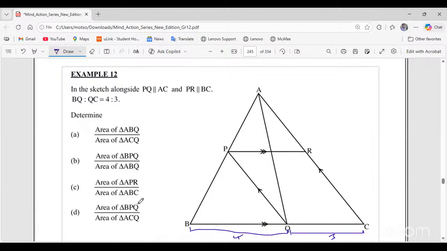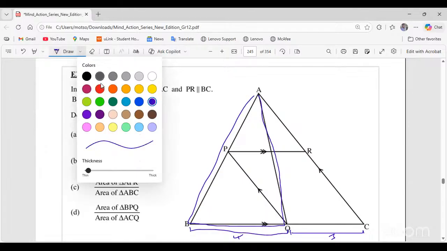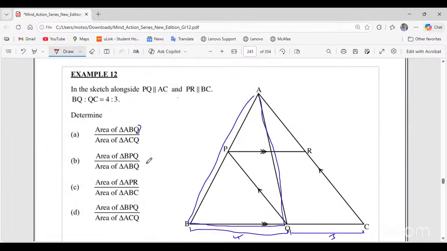Now let's see what the question is requiring us to do. We are required to find the ratio of the area of triangle ABQ. Let me highlight that triangle ABQ. This is my ABQ, this one, okay? This is the blue one. Now let's go for the red color. It's ACQ.